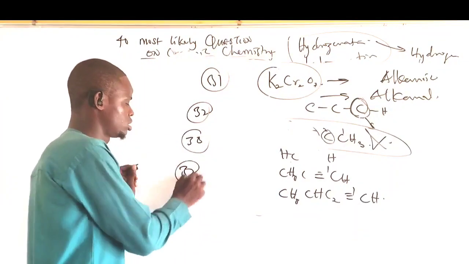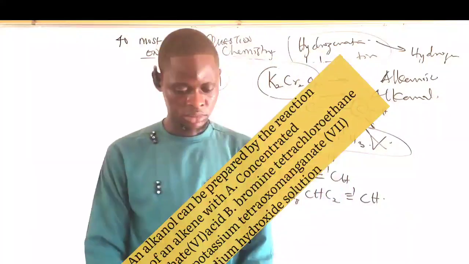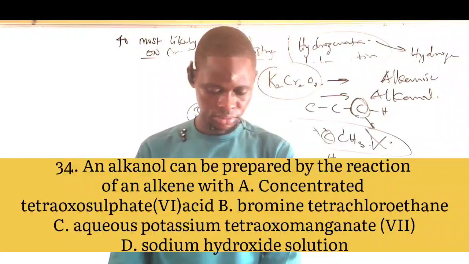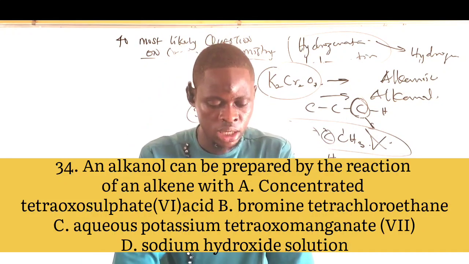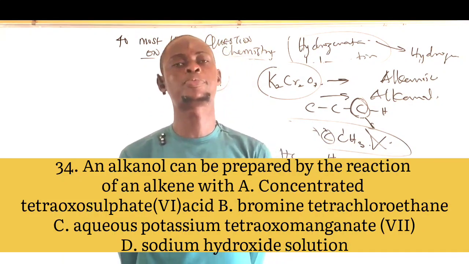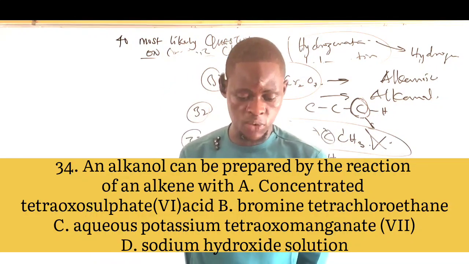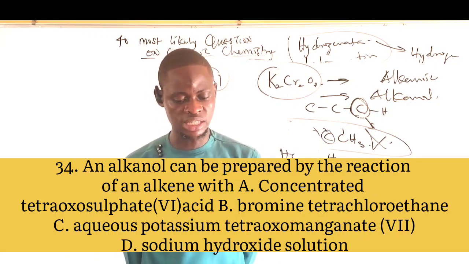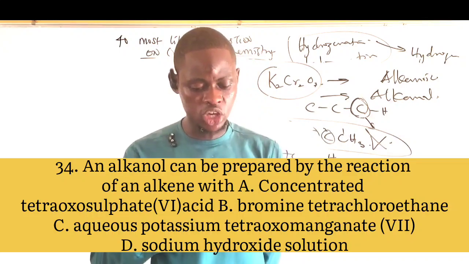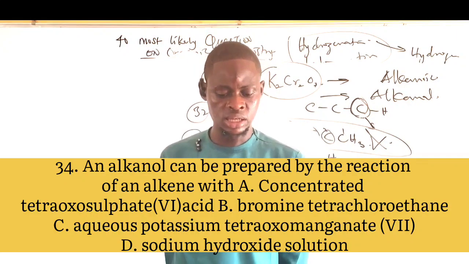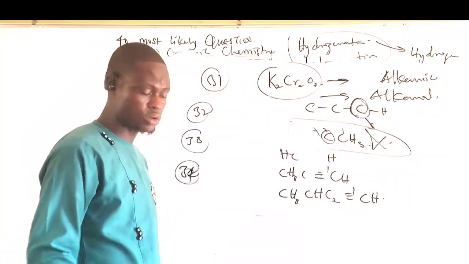Question 34 is this. It said, alkanol can be prepared by the reaction of an alkene with what? How do you prepare alkanol? Majorly, alkanols are prepared by the reaction of alkene with tetraoxosulfate VI acid. So option A, we have concentrated tetraoxosulfate VI acid. Option B, bromine in tetrachloromethane. Option C, aqueous potassium tetraoxomanganate VII. Option D, sodium hydroxide. So our answer is option A. That is our question 34.